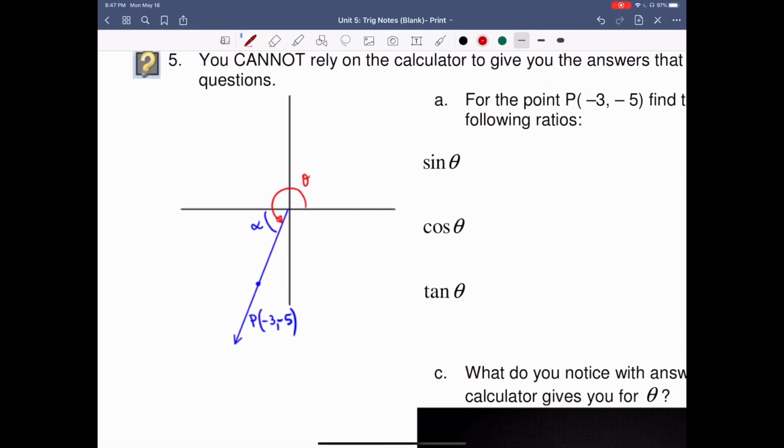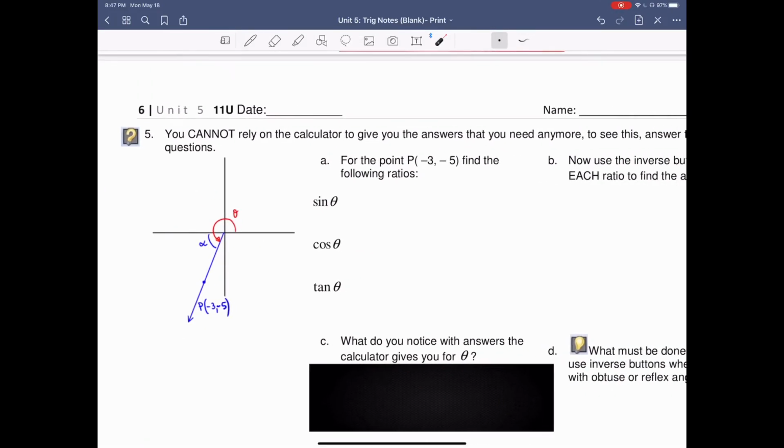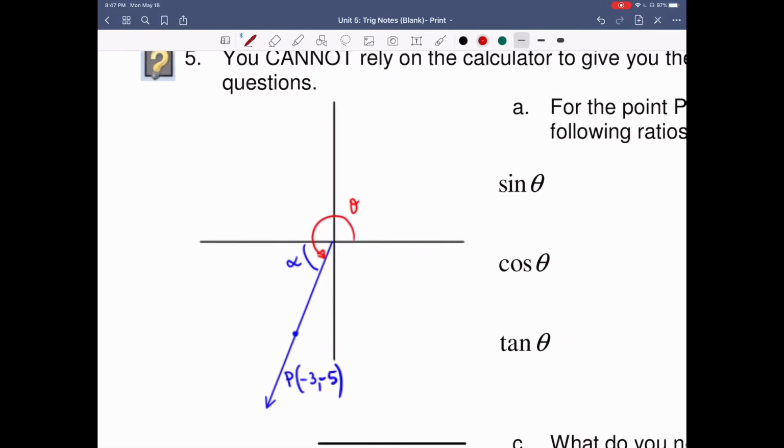Okay, so basically you have this principal angle, represented by theta. This is the alpha sign, which is showing the related acute triangle. They have given me a single coordinate, so let's break this down. For the point P(-3, -5), find the following ratios. Before I do that, I'm going to break this question apart. Step 1, I'm going to work with a diagram.